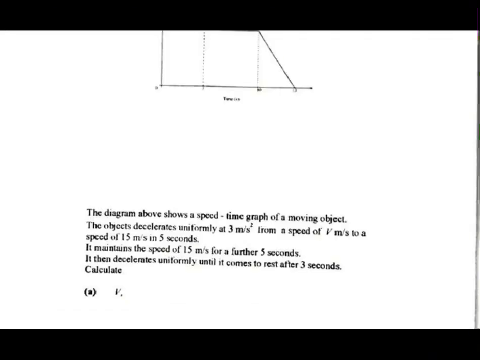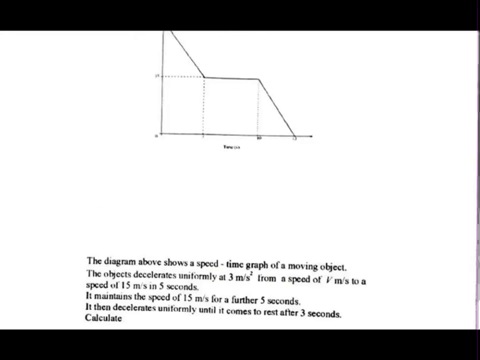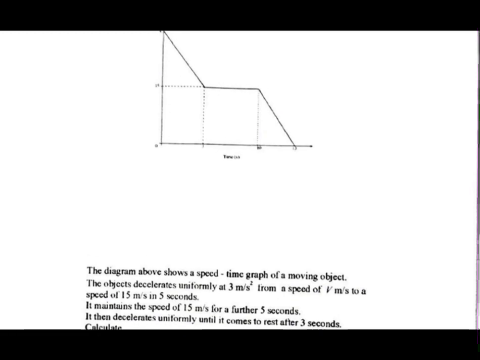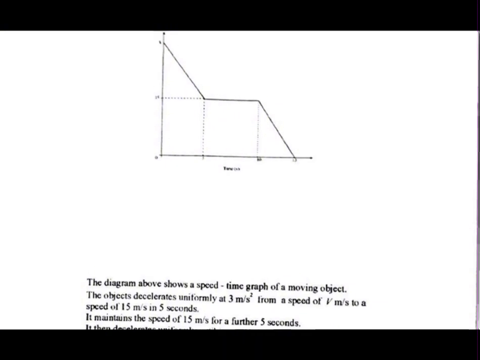It says the diagram above shows a speed time graph of a moving object. The object decelerates uniformly at 3 meters per second squared from a speed of v meters per second to a speed of 15 meters per second in 5 seconds, maintains the speed of 15 meters per second for a further 5 seconds, then decelerates uniformly until it comes to rest after 3 seconds. Now you need to calculate the value of v.